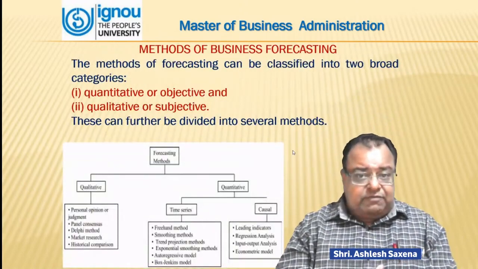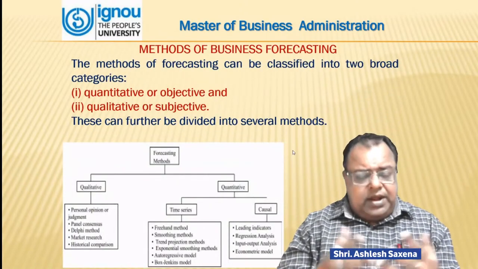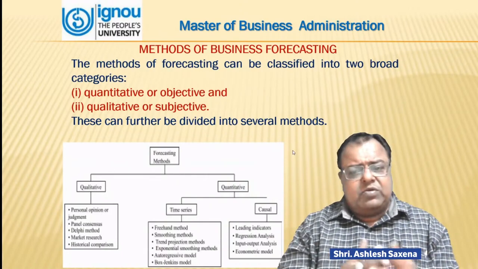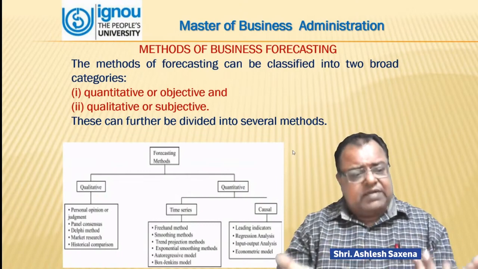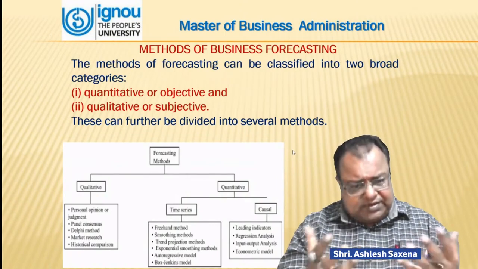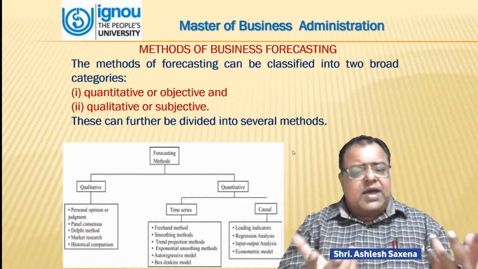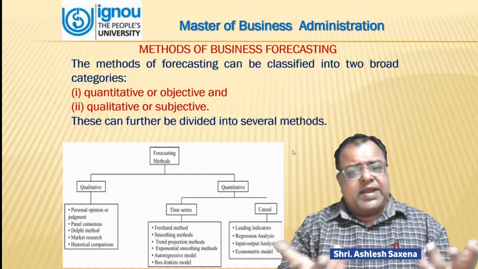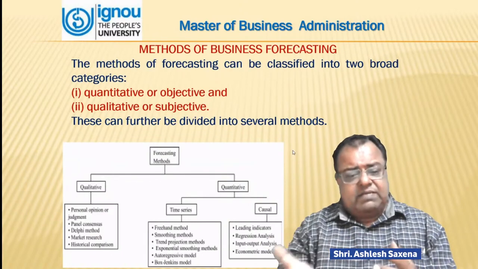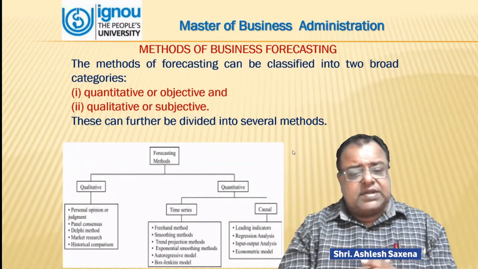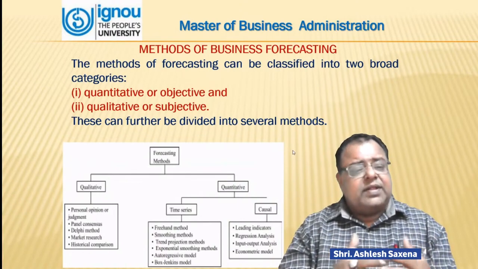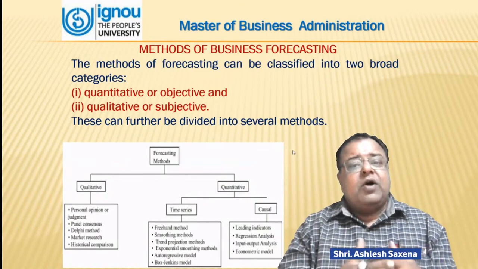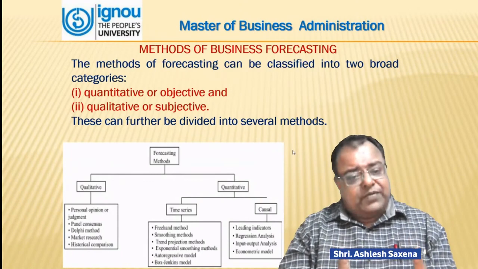What are the methods of business forecasting? These are classified into two broad categories. Number one is quantitative or objective, and the second one is qualitative or subjective. And they are further divided into different methods. From the diagram, it is depictable that the forecasting methods are divided into two branches or two categories. One is qualitative and the other one is quantitative. As far as quantitative is concerned, it is divided into two, that is time series and schedule. Different methods are there to judge or to calculate what will happen in future.